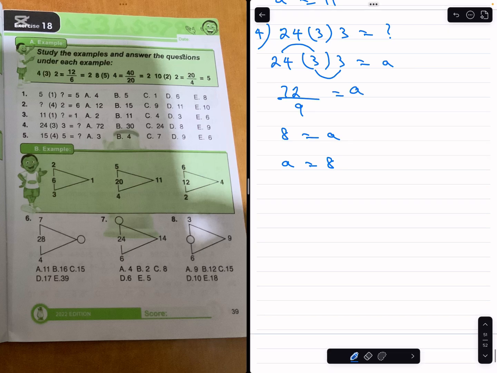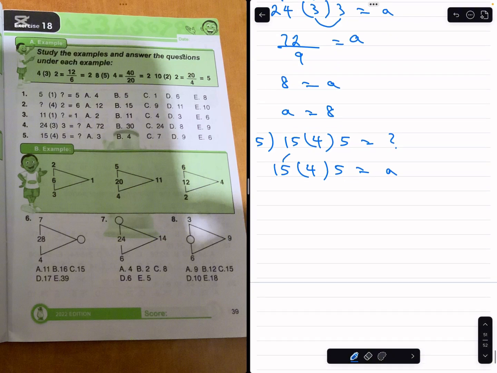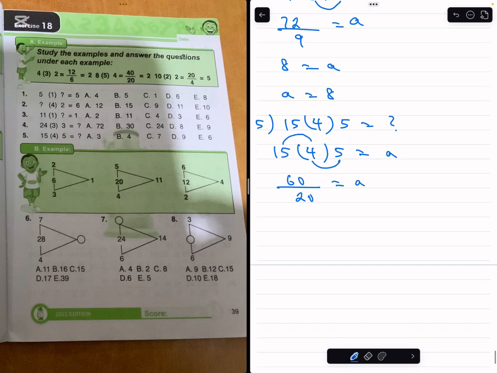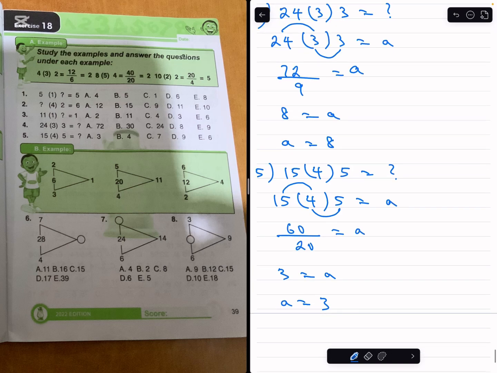Now to the next one, which is number 5. 15, 4, 5 is equal to dash. Let the dash be A. That means 15, 4, 5 is equal to A. Now you know that that's 15 times 4, 60 over 4 times 5, 20 equals A. 60 over 20 is 3. 3 equals A. And that's the same as A equals 3. So the answer is 3. And that's it, very, very simply.